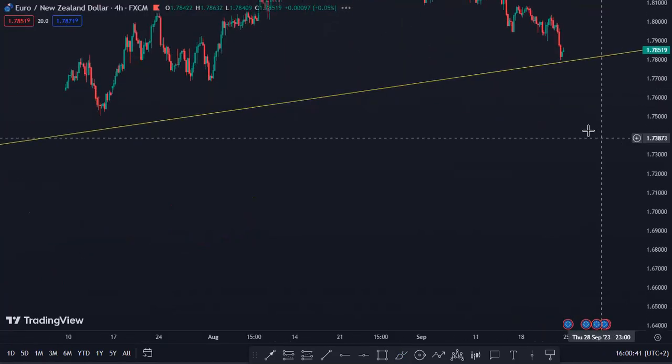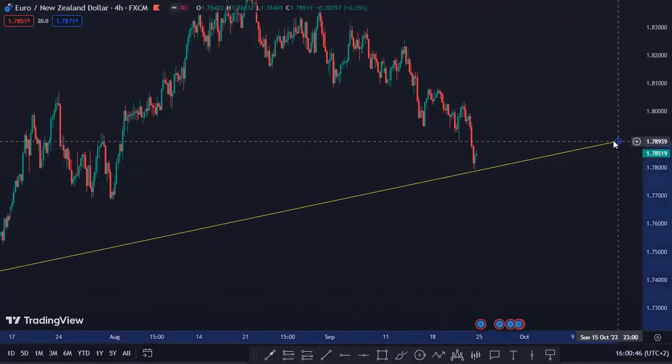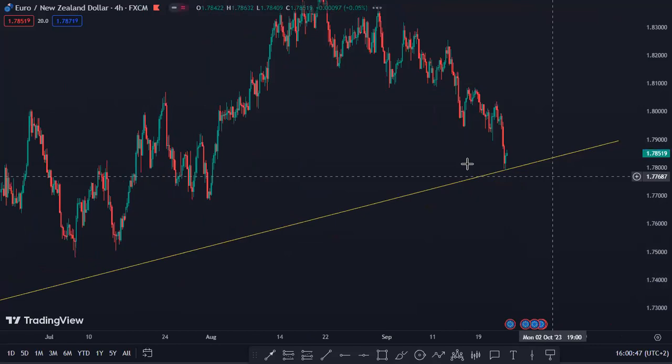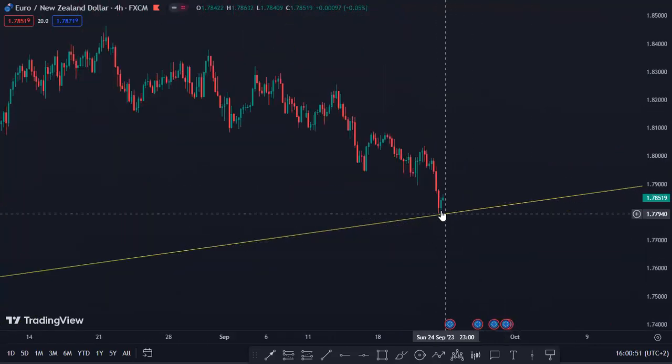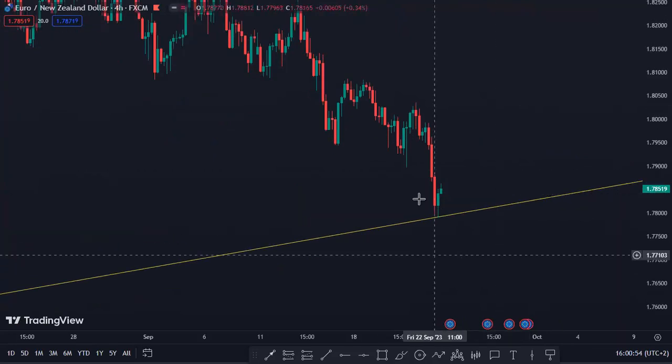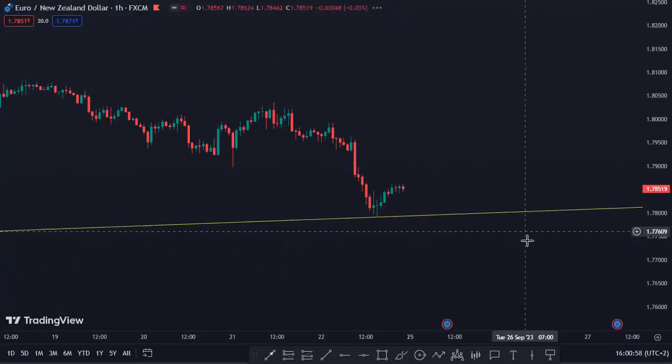But then, however, guys, we do have to wait for some sort of a reversal candlestick to happen, right? You can see here on the 4-hour time frame, the market didn't quite give us that reversal candlestick, right? So let me just go on the 1-hour time frame and see if we got anything.